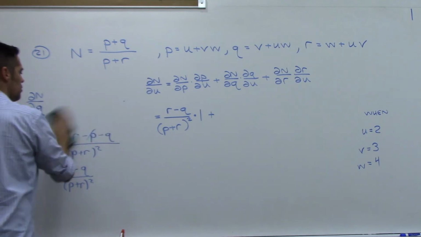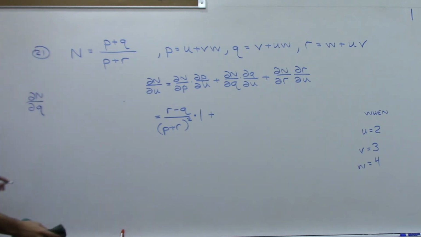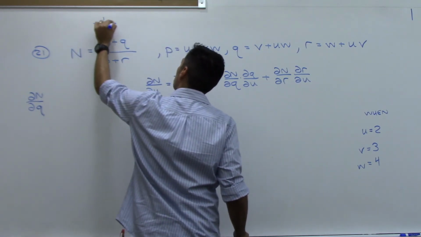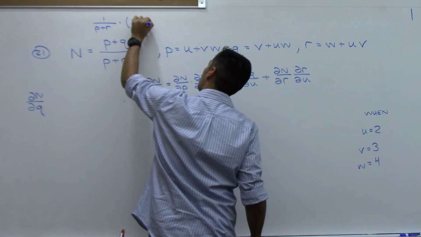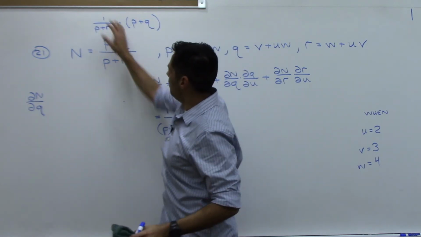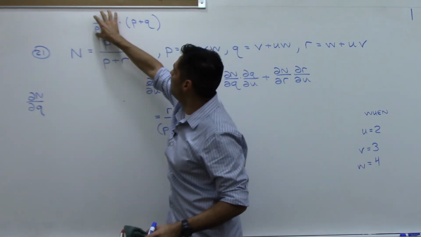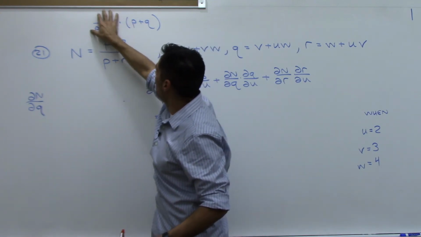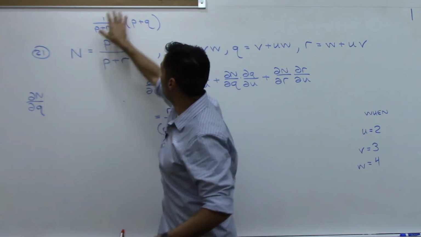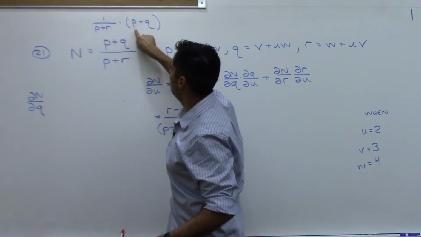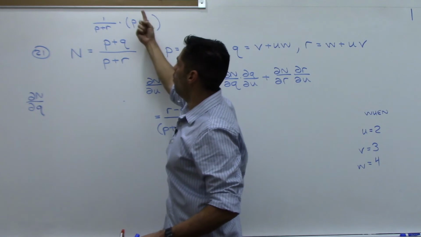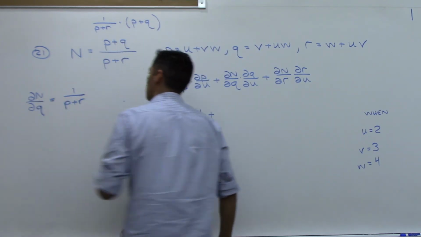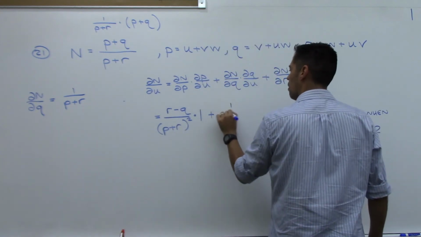All right, so what I want you to notice is that if I rewrote this, I could go 1 over P plus R times P plus Q. And so this is a constant, right? This is just the denominator popped out front. That's a constant times P plus Q. So I'm going to hold off on the constant, bring it with me. Derivative of P plus Q with respect to Q is just 1, right? Because derivative of P is 0, derivative of Q is 1. So I get 1 times that. So this is just 1 over P plus R.